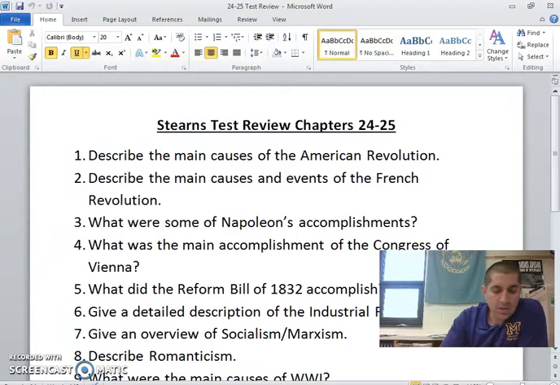Good. Question number five, what did the Reform Bill of 1832 accomplish? It was legislation that was passed in Great Britain that extended the vote to most members of the middle class.